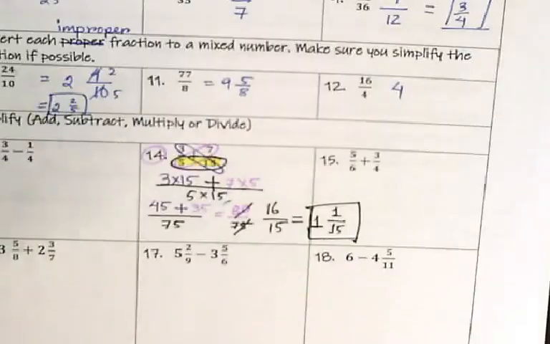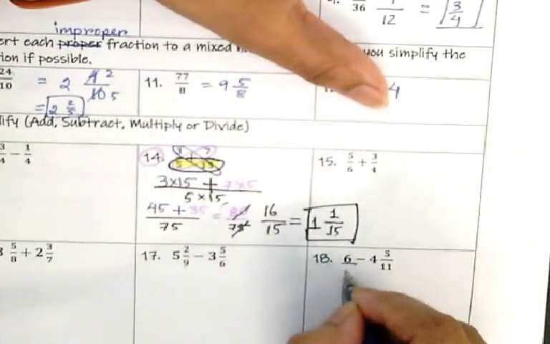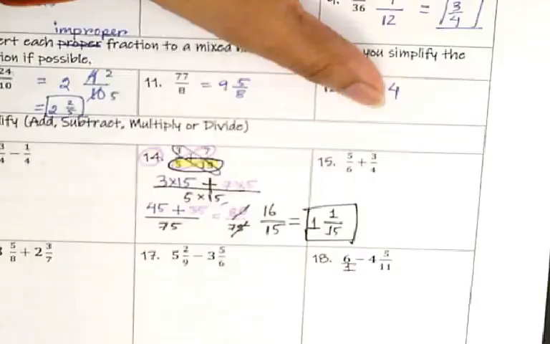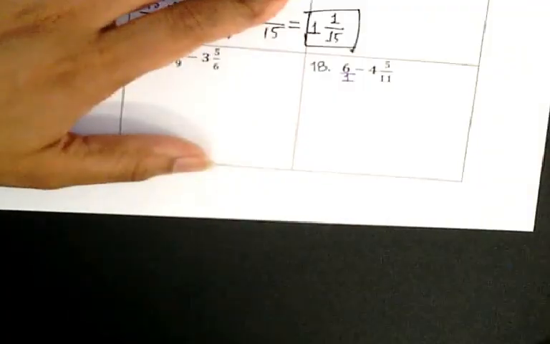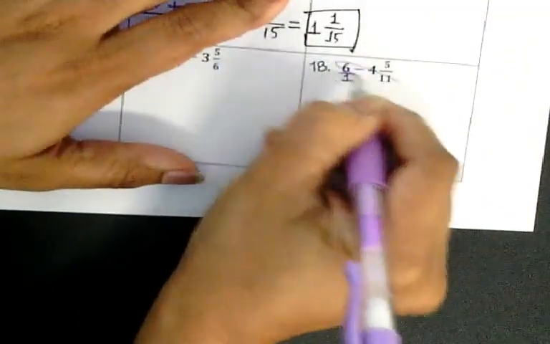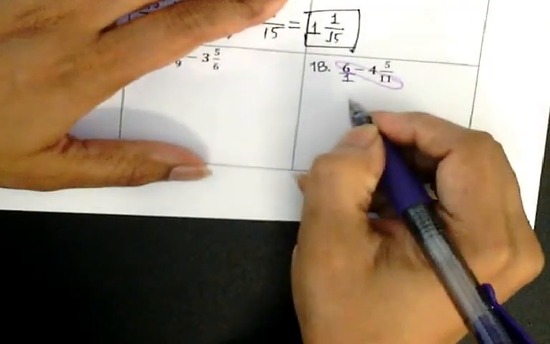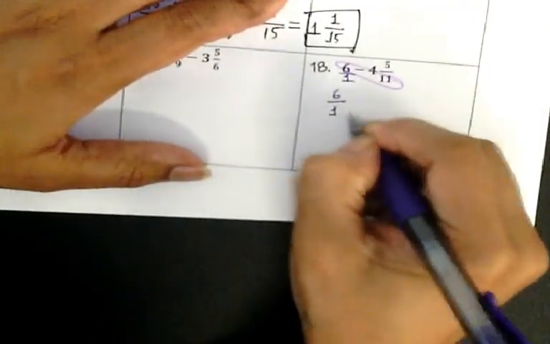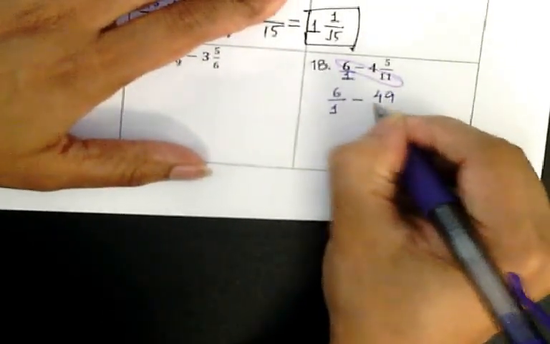Is there any way I can convert a whole number into a fraction? Okay, over a 1. So I make it a fraction now. All right. Now, what we're going to do is that we are going to do the same process again. We're going to do the modified butterfly. Oh, sorry. We have to bring it to an improper fraction. So 6 over 1. What is the improper for this one? 49 over 11.